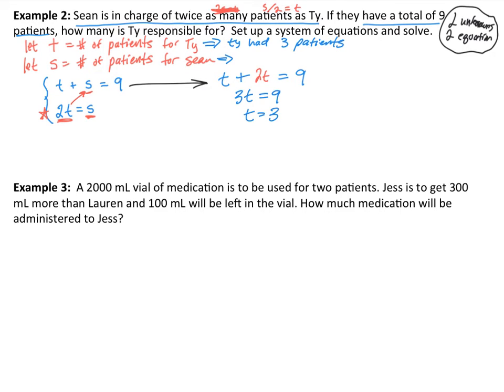Now, how am I going to find that? Go back to your equations. You now know what T is. T is equal to 3. So 3 plus some number equals 9. Well, that number has to be 6.